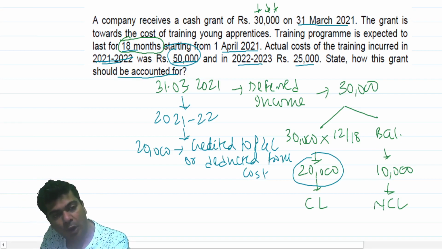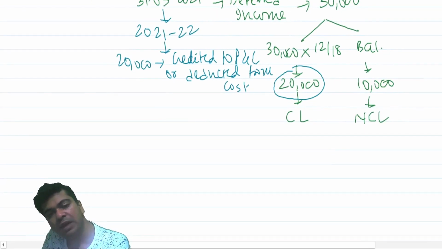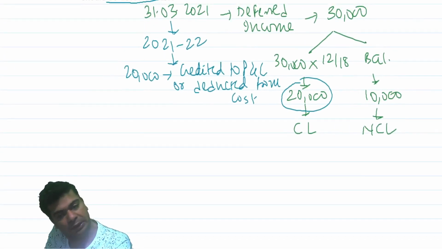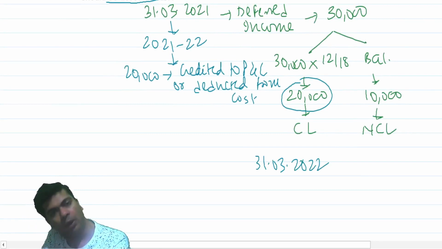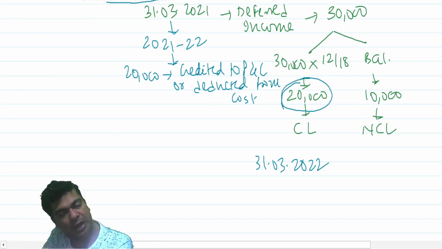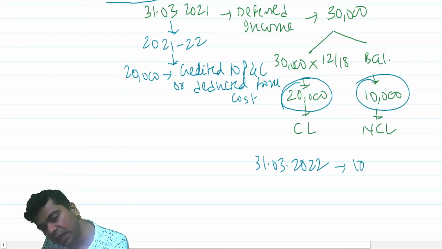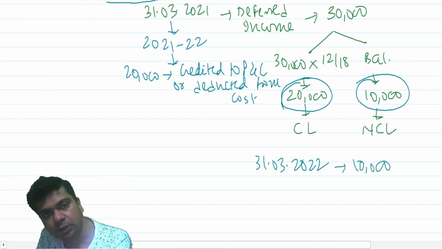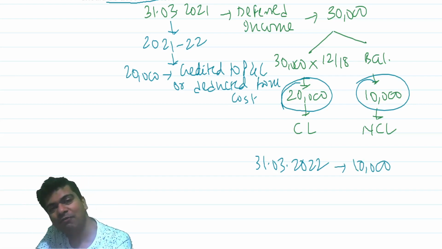Okay, what more will happen? Understand that. What more will happen? You will also have to prepare balance sheet on 31st March 22. 31st March 2022, you will prepare your balance sheet. This 20,000 is already credited to the P&L. So now I don't have to worry about the 20,000, but I still have this 10,000. This 10,000 has to be shown in the balance sheet. But this 10,000 will now reverse in the next 12 months.